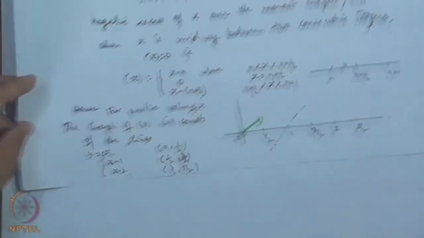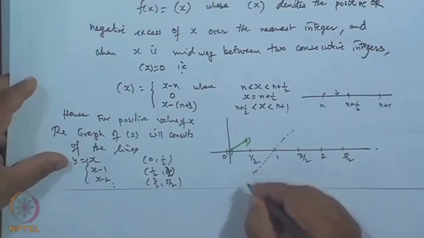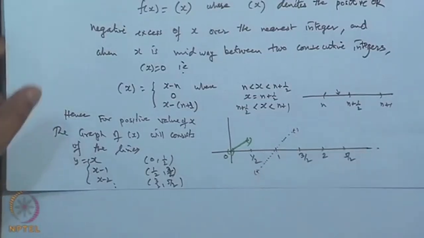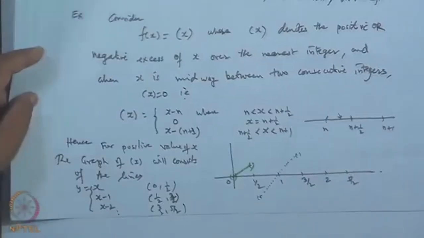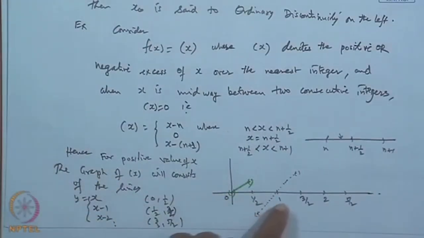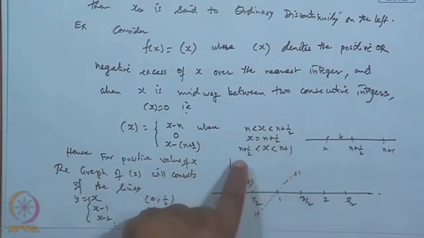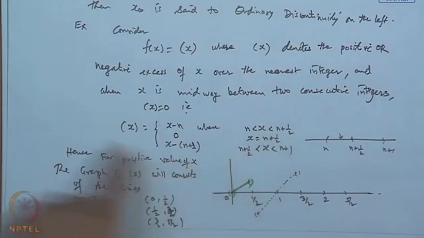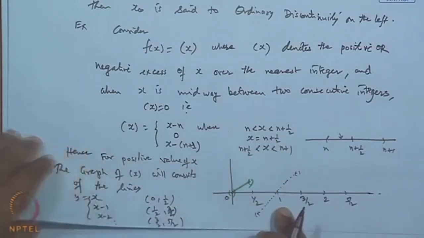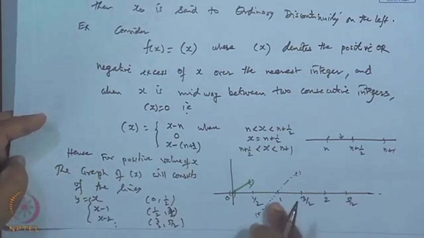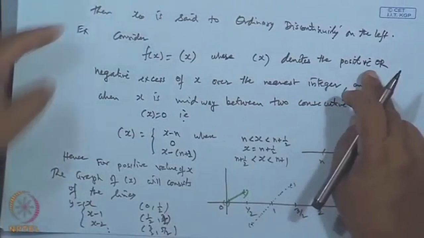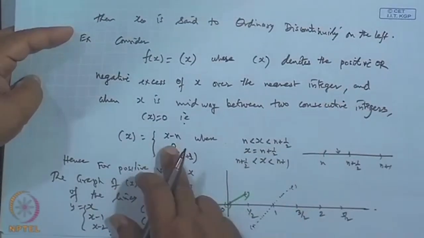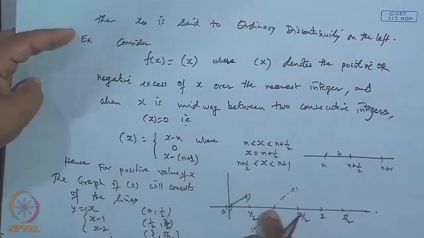So this is the graph for this. And remember, these endpoints are not available here. At the integer points, say n, n plus 1, integers positive or negative, x minus the nearest integer is 0, since x is an integer. So that is what is going on.